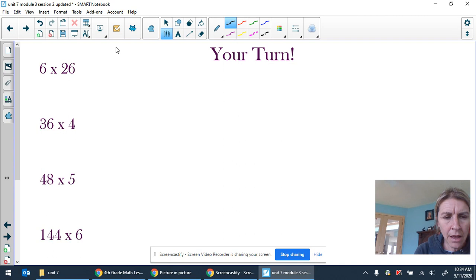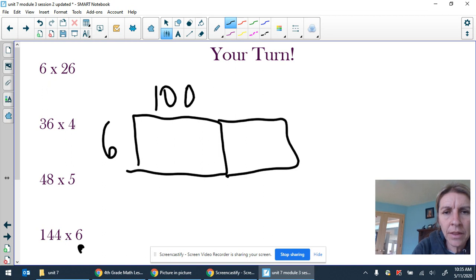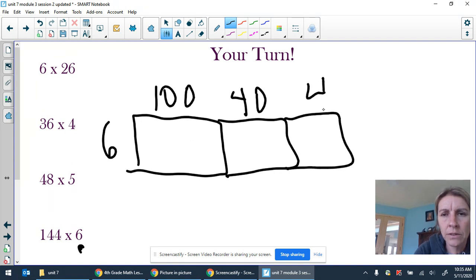Okay, welcome back. 144 times 6. How do I want to solve this? I'm going to turn it. So here's the 6. Now I'm going to break up the 144. Let's do it like this. It'll be interesting to see if I match what you did. Let's do the 100 there, then the 40. So now of the 144, I have 140. So I need 4 more. So the top numbers, if you added them together, you would get 144.